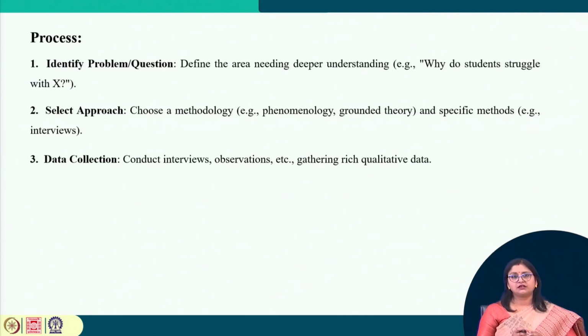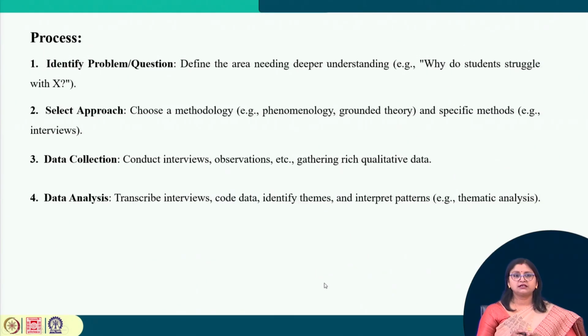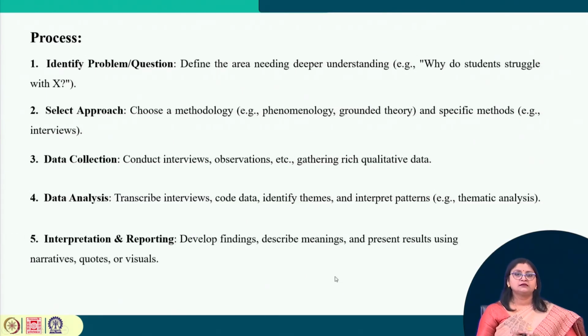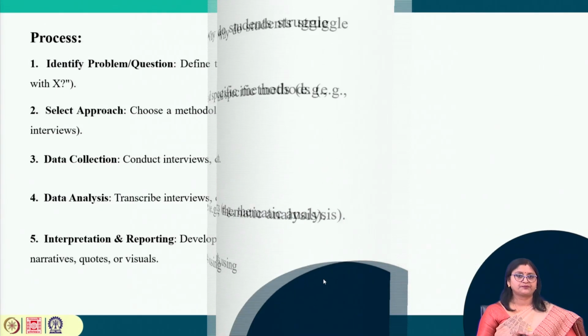then data collection: conduct the interview, go for the observation, gather the rich qualitative data, and after collecting the data, go for the data analysis, transcribe the interview, code data, do the coding and segmenting, then identify the themes and interpret the patterns which you have collected through the different sources of data collection, and do the thematic analysis. And lastly, interpret and report the findings, describe the meanings and present the result using narrative, quotes or visuals, whatever is required in your research study.